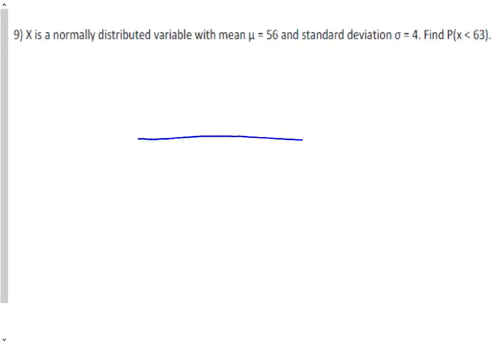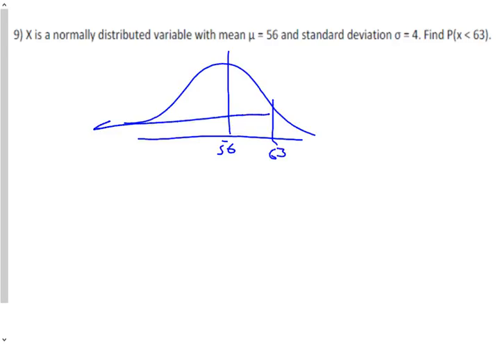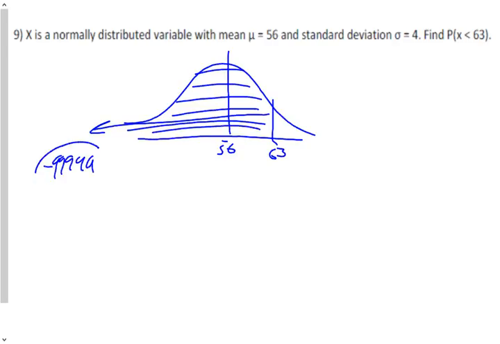You don't need much. Here's your mean of 56. Here's 63, and you want everything less than that 63. So what are my boundaries? Well, it's negative a bunch of 9s all the way to 63. So that can be helpful if you're having difficulty with those intervals.